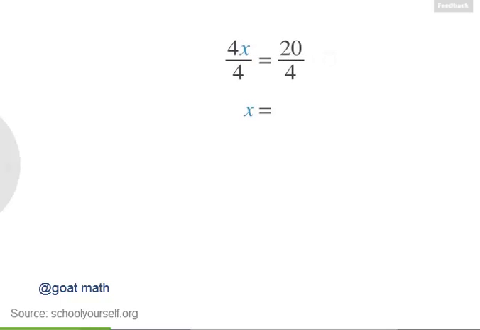Then we can divide both sides by 4. So these 4's cancel out, meaning x equals 20 divided by 4, or 5. So to solve equations, you do things to both sides until you get an equation like this, where x equals a number. Now what about inequalities, like 4x minus 9 is greater than 11? How can we solve this? How can we find all the values of x that satisfy this inequality, where this expression is greater than 11?